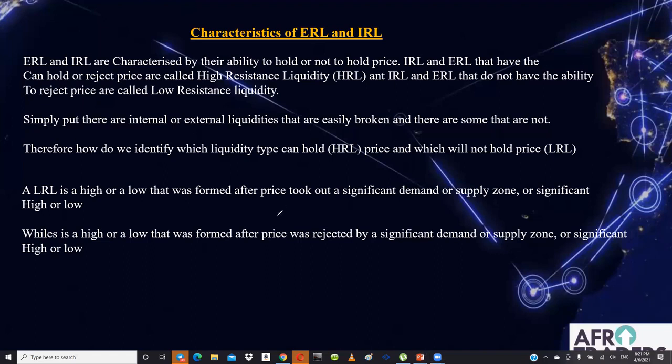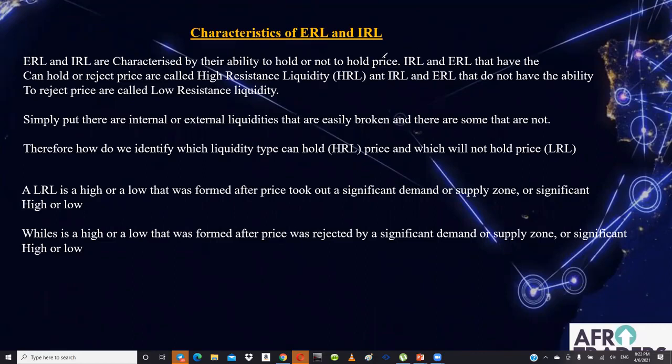So for instance, if this is my range, this is internal liquidity. Now, internal liquidity that has the ability to hold price: if price comes here and this one has the ability to hold it, then this is what? A high resistance liquidity. But if this doesn't have the ability to hold price, then it becomes a low resistance liquidity. So the characteristic is that it is either low resistance or high resistance.